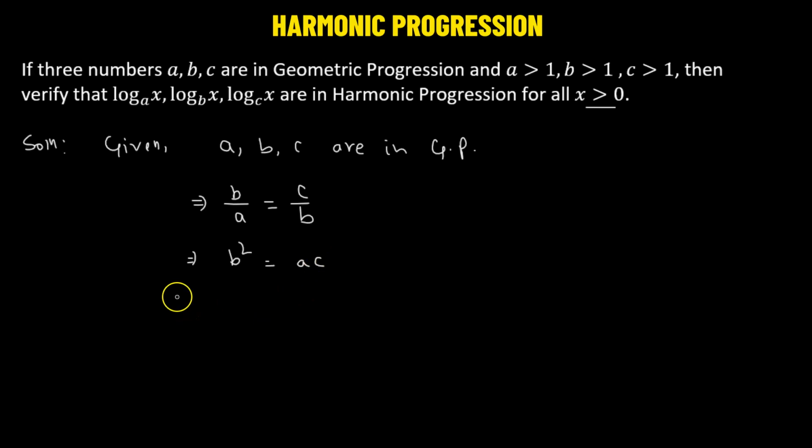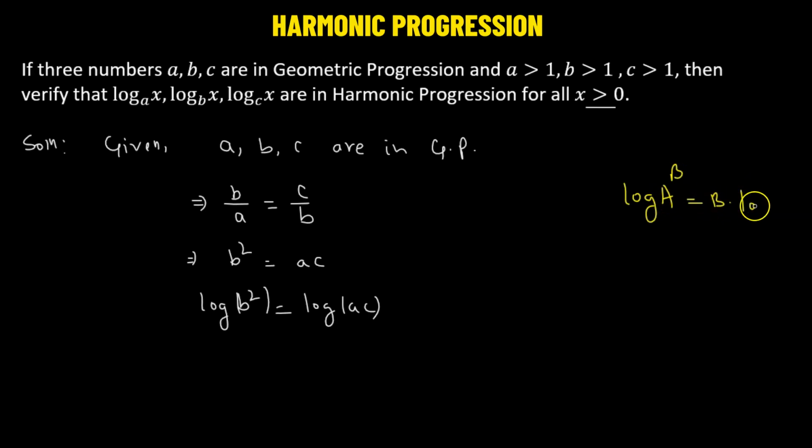Now what we'll do, we'll take the logarithm on both sides. So we have log of b squared equals log of ac. Now we can apply the properties of logarithm. Whenever we have log of a raised to the power of b, that's given by b times log of a, which means that on the left hand side, log of b squared can be rewritten as 2 times log of b. That will be equal to, on the right hand side, log of a times b, the product. So this will be equal to log of a plus log of b.